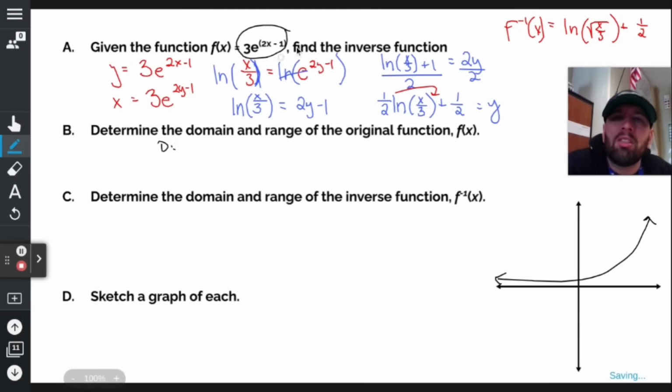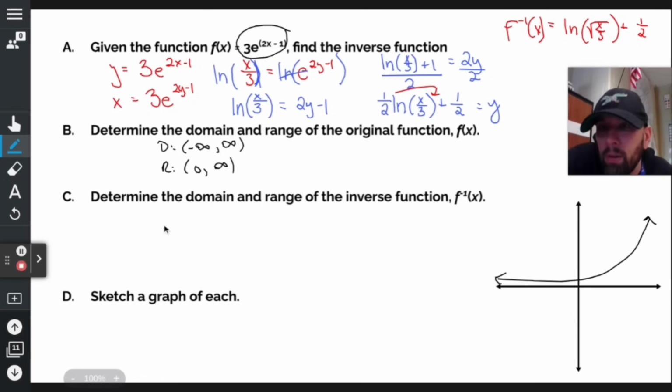The domain of the original function is I get to plug in whatever I want. You can't stop me. The range is I'm still going to flatten out at 0 and go all the way to infinity, because I'm not adding or doing anything on the outside. So my range is going to be 0, flattening out, and infinity.